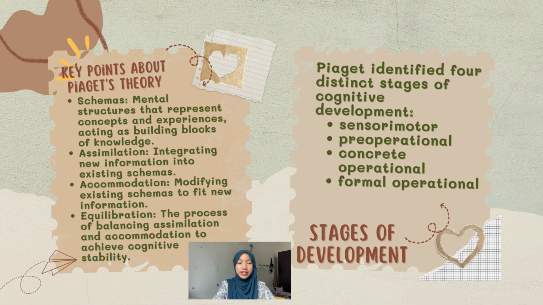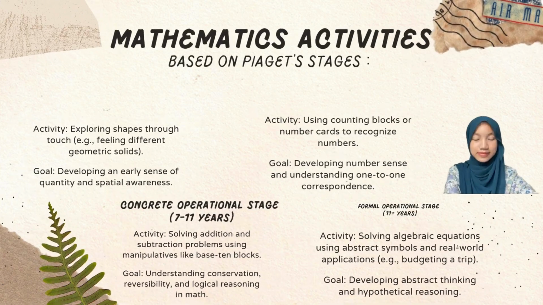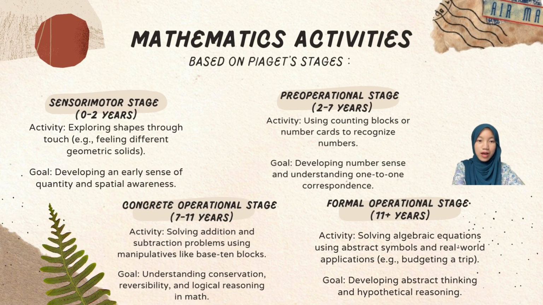Piaget identified four distinct stages of cognitive development. First, sensorimotor. Second, pre-operational. Third, concrete operational. And fourth, formal operational. Now, I would like to present to you my mathematics activities based on Piaget stages. First, sensorimotor stage for 0 to 2 years. Activity, the babies can explore shapes through touch, such as feeling different geometric solids. And the goal is developing an early sense of quantity and spatial awareness.